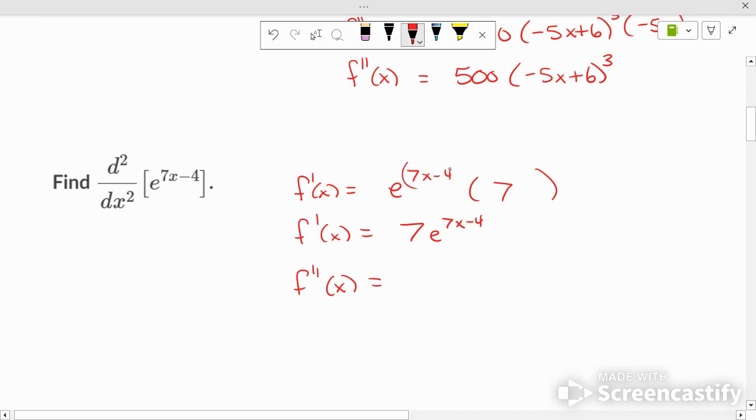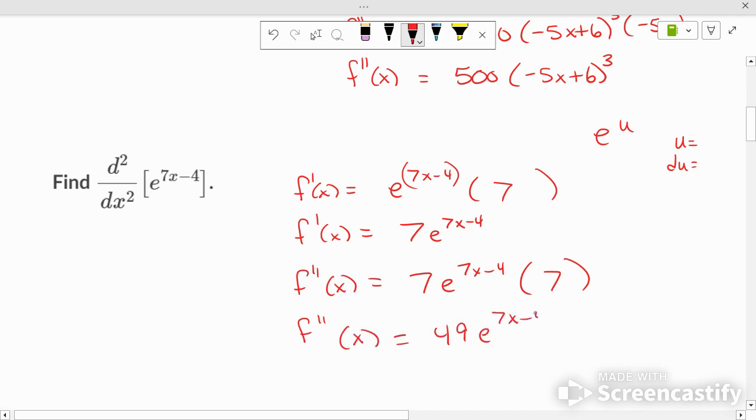You take the derivative of, so this is like e to the u. So whatever u is, you have to find the first derivative of u. Thanks, Taylor. So then when we do this one, it's 7e to the 7x minus 4, again, times 7, because that's the first derivative of the power. So our final answer on this would be 49e to the 7x minus 4.